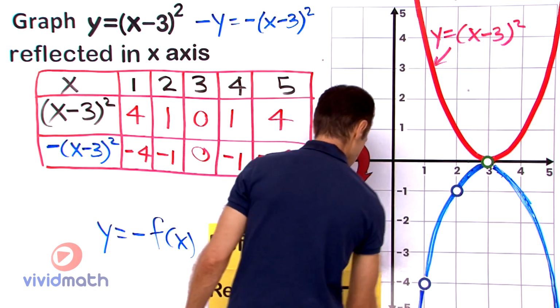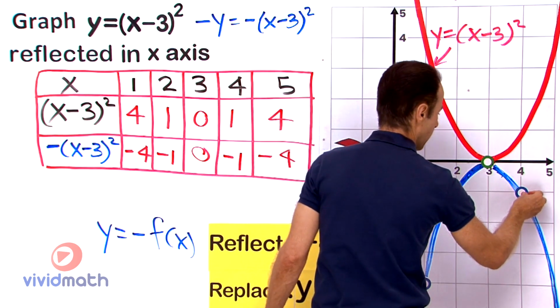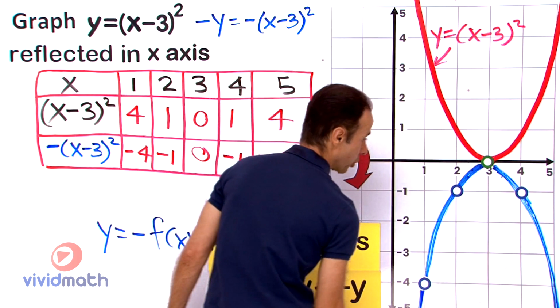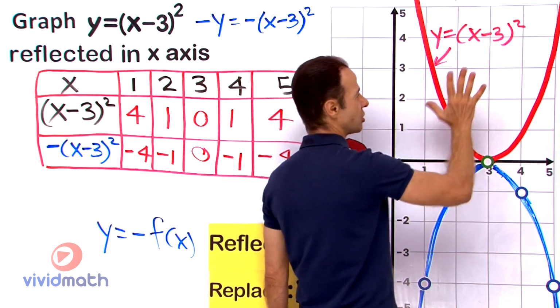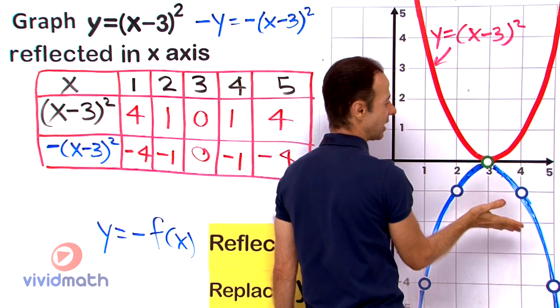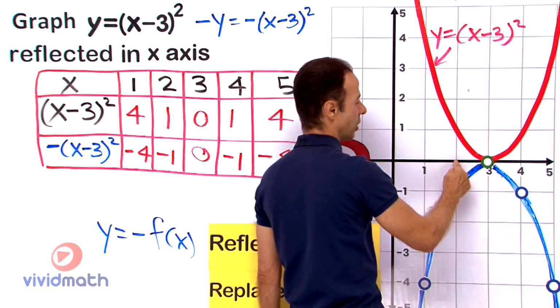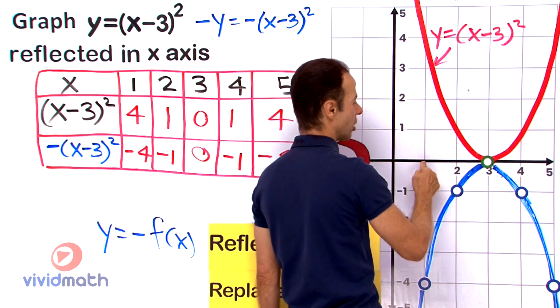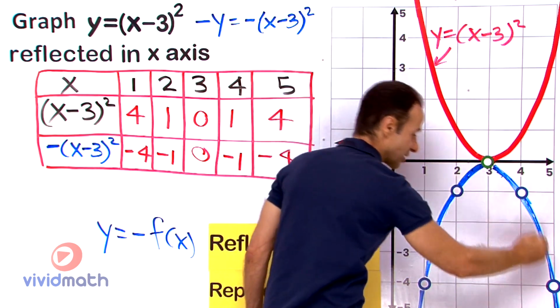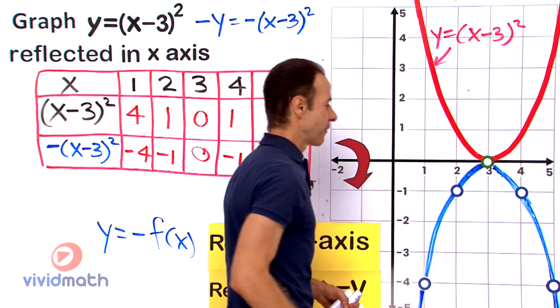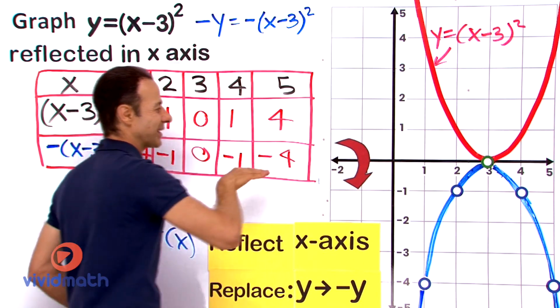There's the point there, a point there, and we have a point there. And as I said earlier, another way to get that mirror image is just to copy what's there and translate it down. So if we go across 1, up 1, we could go across 1, down 1. We could go across 2, up 4. We could go across 2, down 4 and get the same mirror image. So there's our graph for the mirror image reflected about the x-axis.